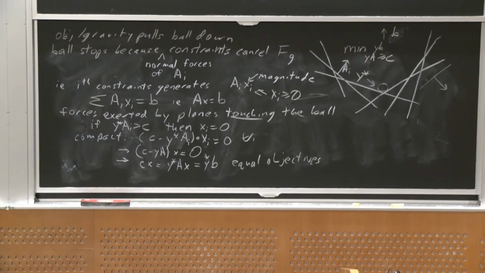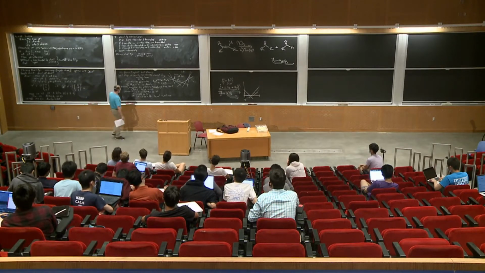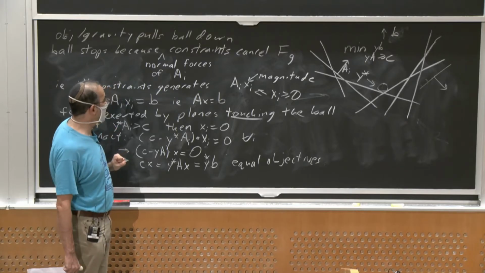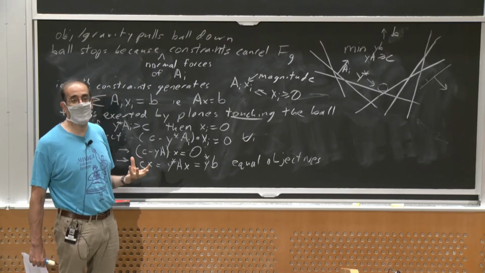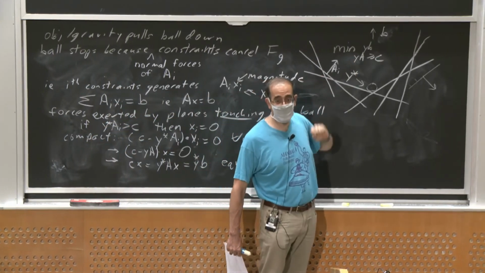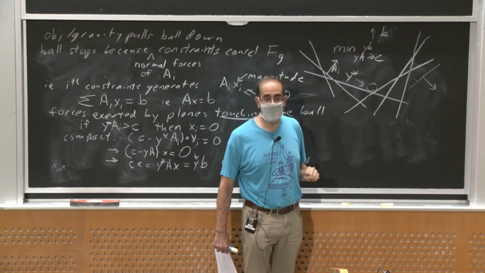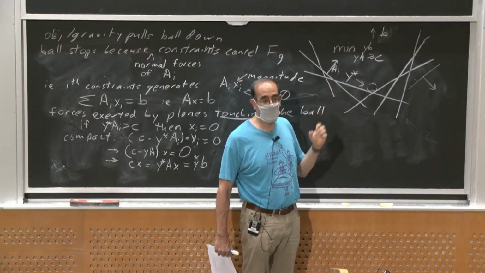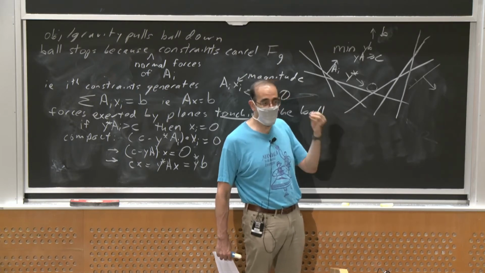Could you explain again why y star a_i being greater than c means that the constraint is tight? Well, remember, the constraint is that y A is greater than or equal to c. So the definition of tightness for that constraint: if y A is greater than c, it means the ball is not touching the hyperplane. y A equals c is the equation of the plane. So if you have a y star such that y star A is equal to c, that means you're actually on the plane.